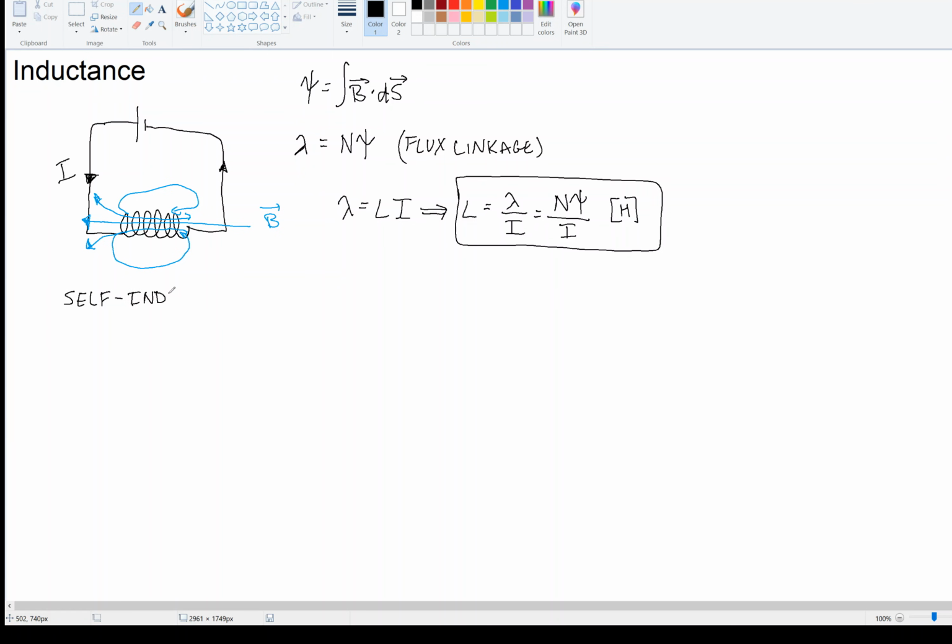Self-inductance. We're only dealing with one circuit right here. All right, so you've seen inductors before in circuit analysis course, and you saw it in physics, but you didn't really analyze what was happening too closely inside the circuit. In circuit analysis, you were just analyzing the effect external to the inductor. What effect does it have on the voltage and the current?